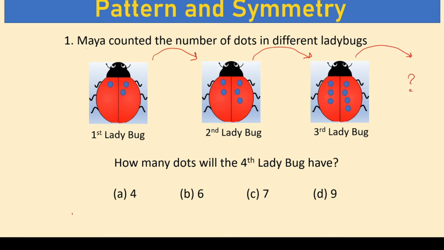The first ladybug has 3, the second ladybug has 5 and the third ladybug has 7. That means on each ladybug 2 dots are getting added. Hence after the 7, the next ladybug is going to have 7 plus 2, that is equal to 9 dots. Hence our answer is option D. So this is how we try to link the numbers to get a pattern. Let's see the next question.